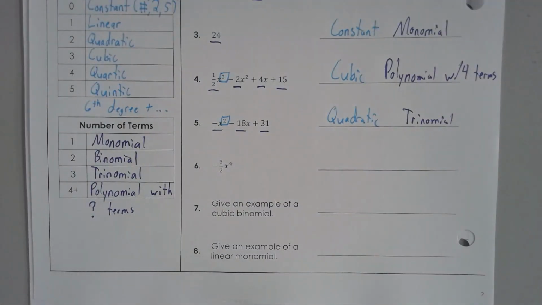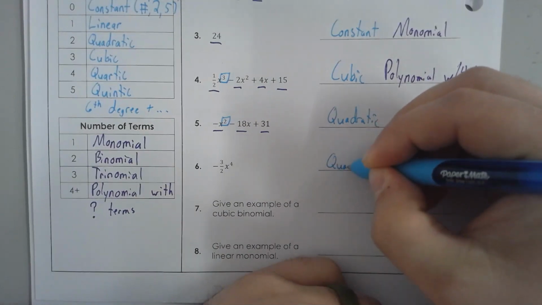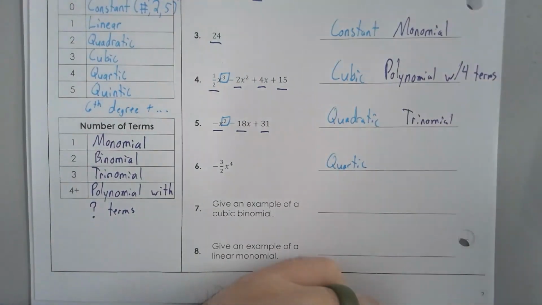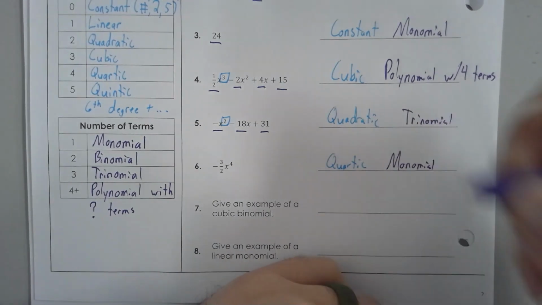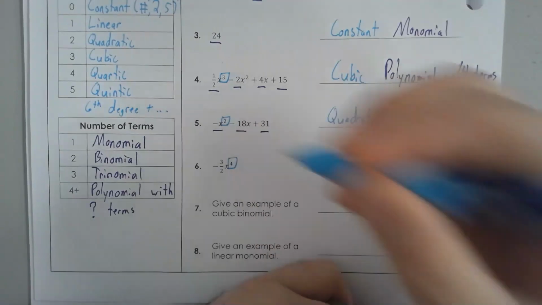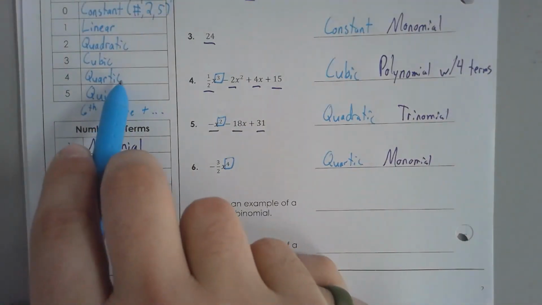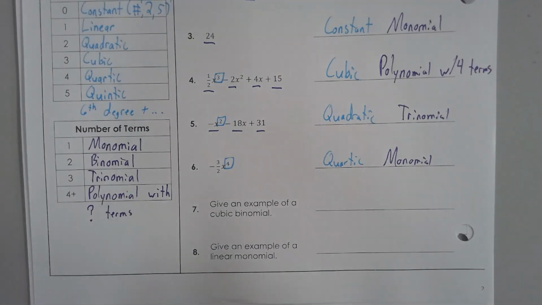Number 6. Michael, did you get number 6? Yeah. Quartic monomial. So there's only one exponent, so it's the highest one. And it's a 4. So you get quartic. And it's all one term, so monomial.